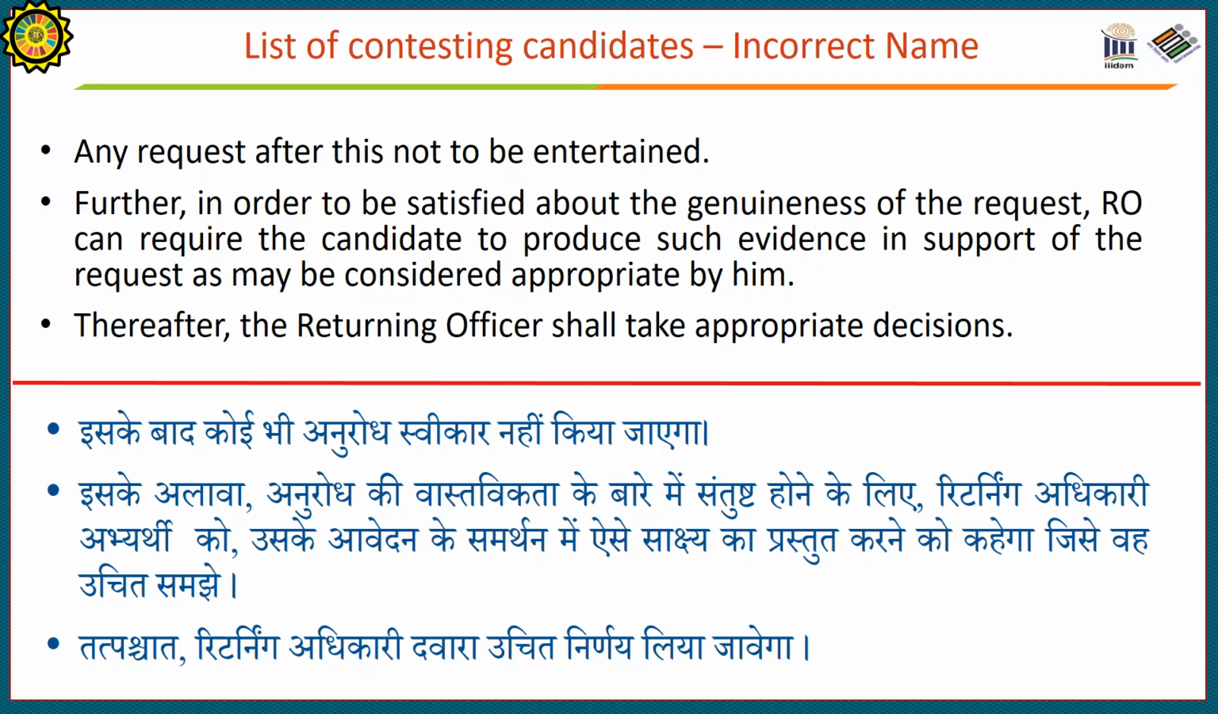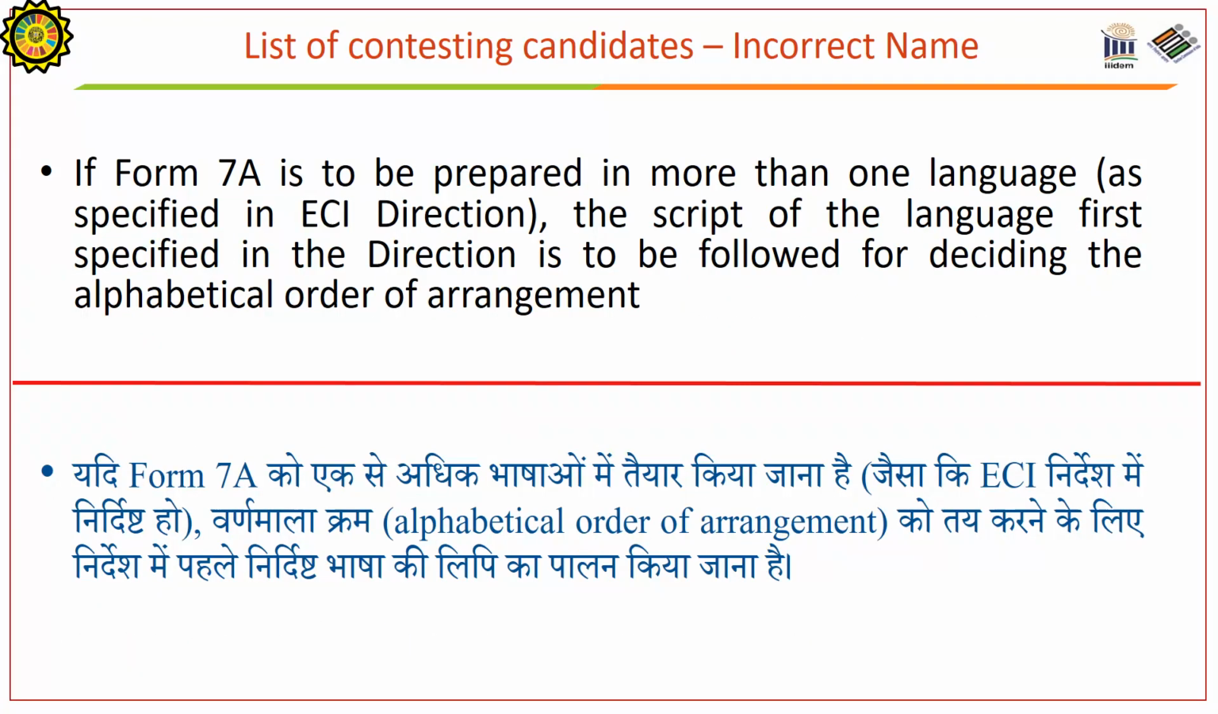Further, in order to be satisfied about the genuineness of the request, the returning officer can require the candidate to produce such evidence in support of the request as may be considered appropriate by him. Thereafter, the returning officer shall take an appropriate decision. If Form 7A is to be prepared in more than one language, as prescribed by the Commission, the script of the language first specified in the direction is to be followed for deciding the alphabetical order of the arrangement.